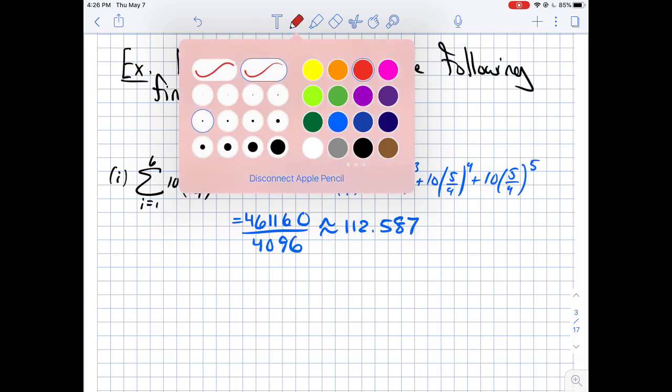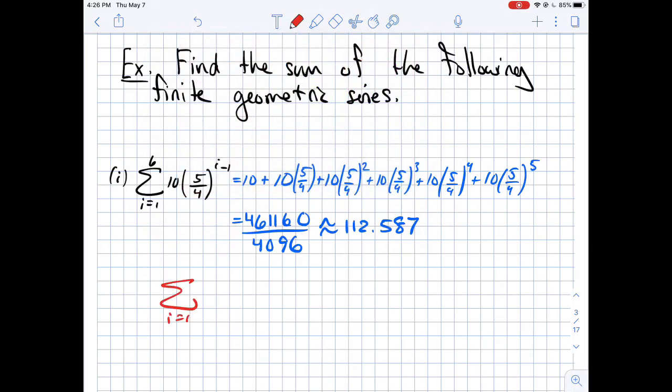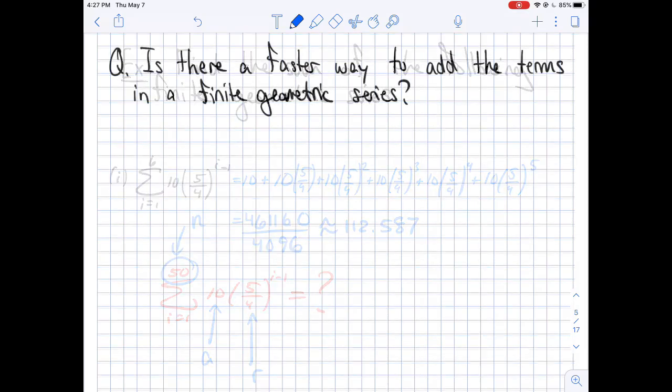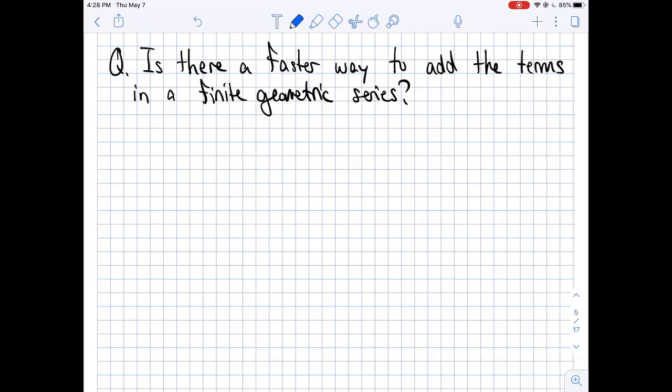But then the bigger question is, what if I didn't want to do just 6 terms? What if I wanted the sum of the first 50 terms, doing 10 times 5 over 4 to the power of i minus 1? What if I wanted to know that summation? This is where we really feel the need to develop the pattern behavior that we saw in the earlier example. Really, what we want to know is what happens in general for a geometric series. How can we know what the sum is going to be based on the values a, r, and n? Those are the 3 things that come into play when we determine the sum of our geometric series.